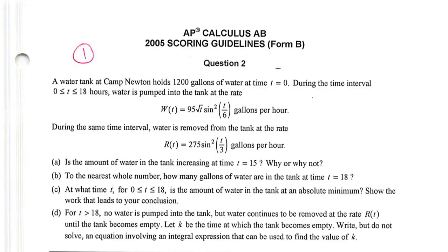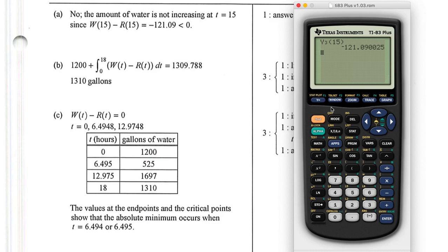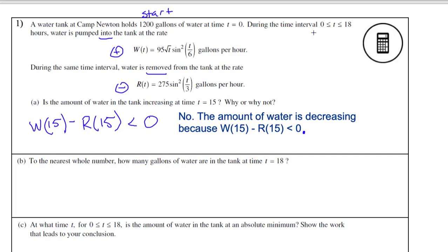Let's go check our key here. So this was from 2005, Form B. If this seemed hard, it was because it was from a Form B question. Part A, you get 1 point if you get the answer with reason. So come back here. And that was just 1 point there, with answer with reason, out of 1 point.